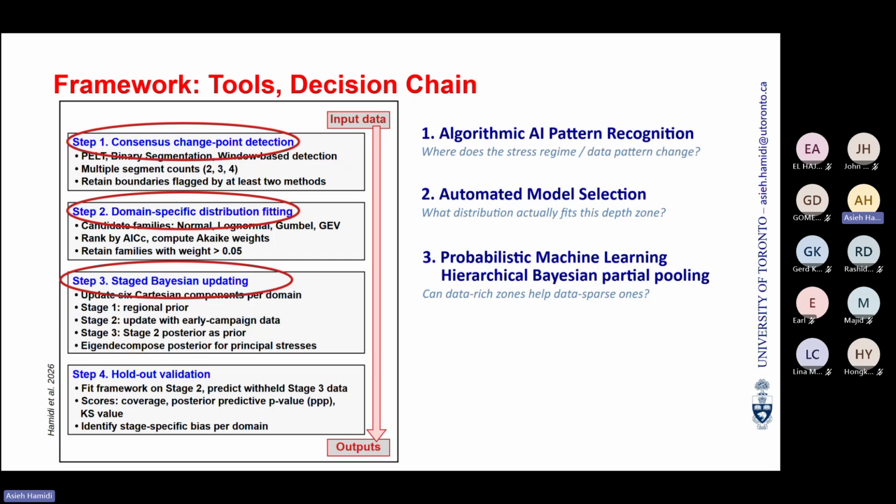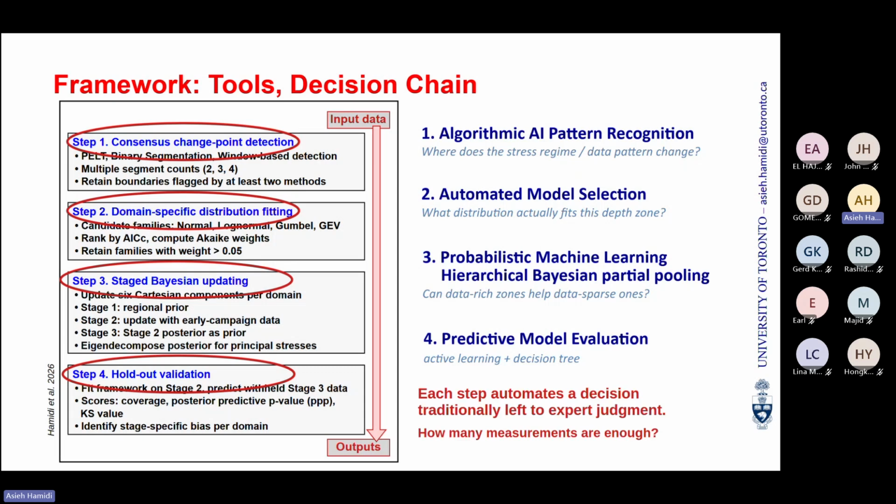Next step is our core contribution, because here is our hierarchical Bayesian pooling, which takes some information from the data that we already have, instead of drilling more and obtaining more data to get more information for the zones where the data are sparse. And then by some predictive model evaluation, a kind of machine learning, we try to validate our model to answer questions like how many measurements do we need for the precision and our credible interval target.